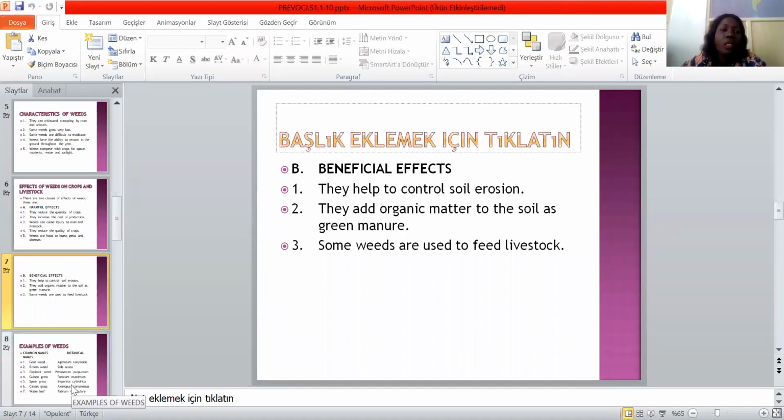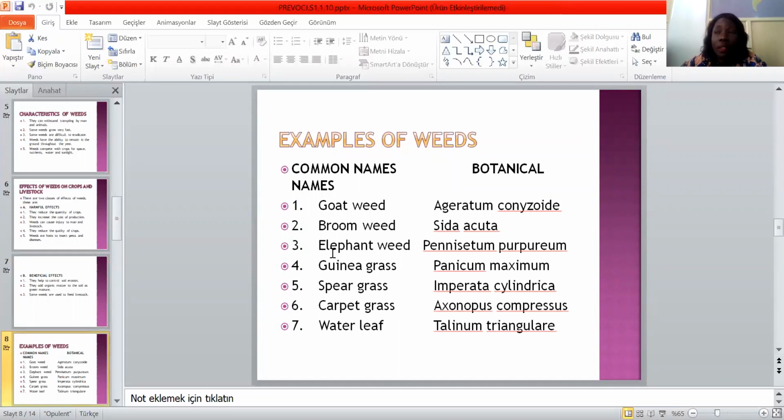So, examples of weeds. Weeds are numerous. There are so many. But I have few ones that I've brought to the class today. And beside, you have the botanical names. The first one here is goatweed. That's the common name or the English name, goatweed. And the botanical name is Ageratum conyzoides. If you look at the botanical name, the way I wrote them, you see that the first word starts with capital letter. Then the second word, you start with small letter. That's how to write botanical name in biology and agric science.